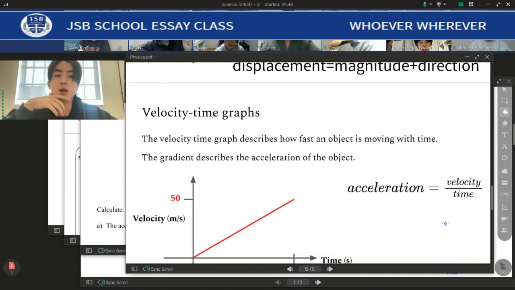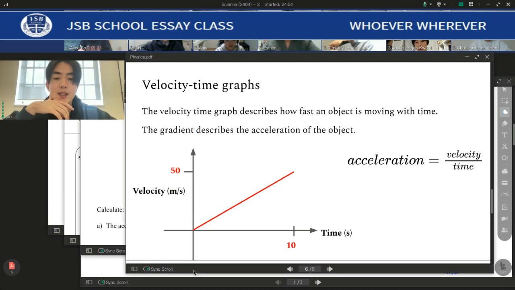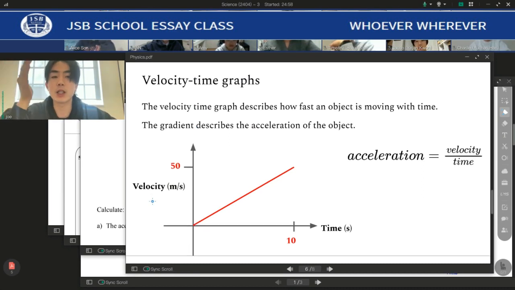Now, this graph is the most difficult one. Okay, so this is called a velocity time graph. So now on the y-axis, we now have velocity. Okay, so velocity just means speed with direction. So it just tells us how fast an object is at certain time, right? So let's look at this object here.